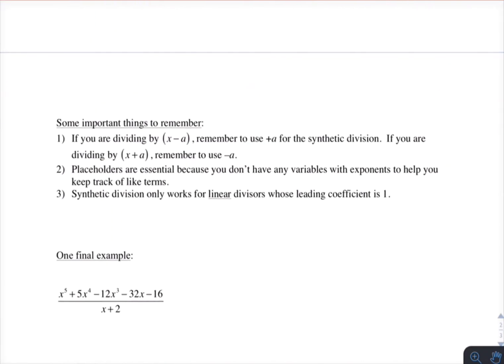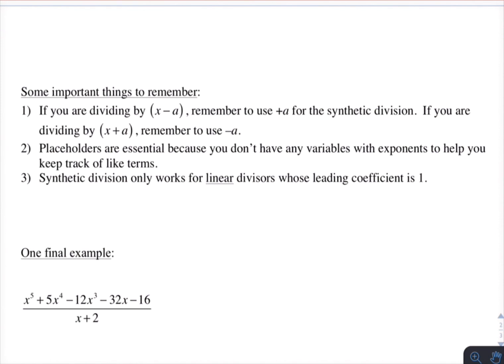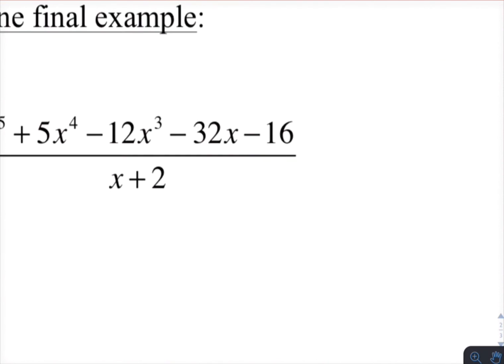Some things to keep in mind when dealing with synthetic division. First of all, if it's x minus a, then you use positive a on the outside. If it's x plus a, you use negative a on the outside. Placeholders are very, very important because we have taken out all the variables, so we can't keep degrees straight. We can't add up like terms and make sure that they're lined up for our subtraction. So placeholders are really, really important. And then remember that it only works when we're dividing by things like x plus c or x minus c. We can't do it for 2x plus 5, right? Can't do it for x squared plus 1 either. Those cannot be divisors.